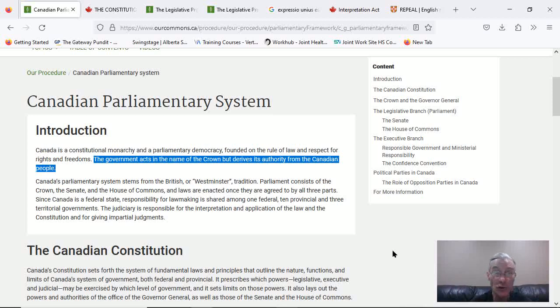Parliament consists of the Crown, the Senate, and the House of Commons, and laws are enacted once they are agreed to by all three parts. Since Canada is a federal state, responsibility for lawmaking is shared among one federal, 10 provincial, and 3 territorial governments. The judiciary is responsible for the interpretation and application of the law and the Constitution and for giving impartial judgments.